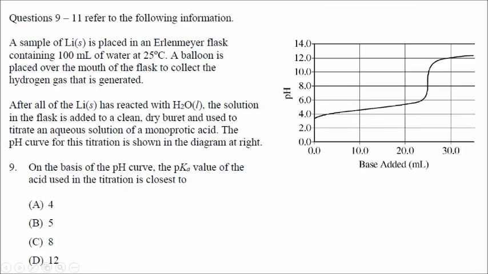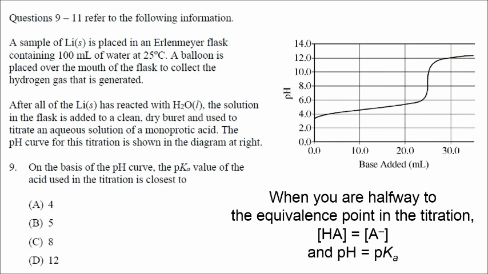Questions 9 through 11 refer to an experiment in which lithium reacted with water, it produced hydrogen gas, and then a solution was used to titrate a monoprotic acid. So this titration curve looks familiar to us. We've seen an example of weak acid, strong base. We know that the pH at the equivalence point is greater than 7. So this looks like a traditional weak acid, strong base titration.